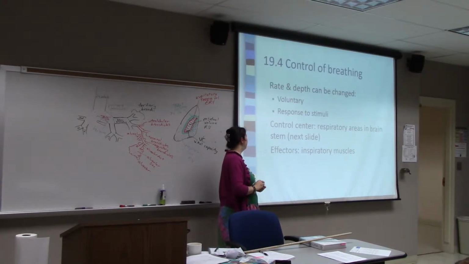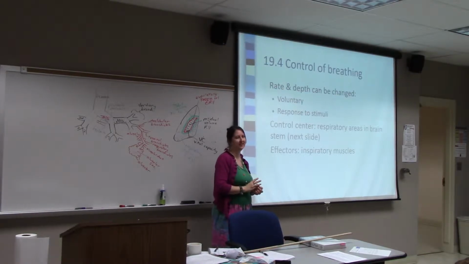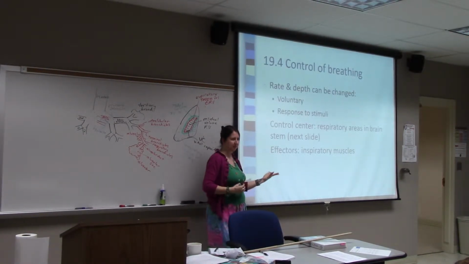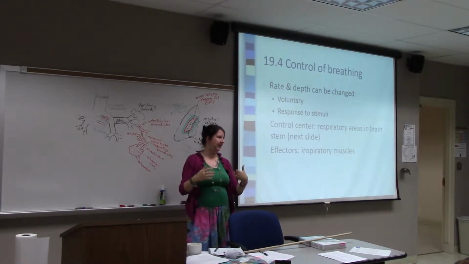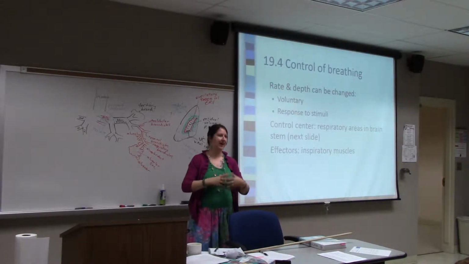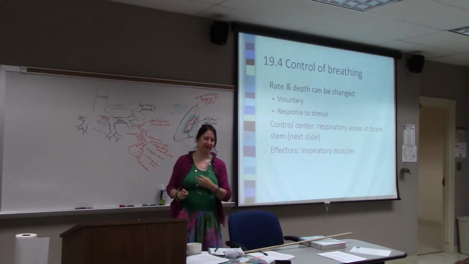The control center is some respiratory areas within the brainstem, which I'll go over on the next slide. The effectors are the inspiratory muscles. How often do they contract? How hard do they contract? Thus affecting the depth of breathing.